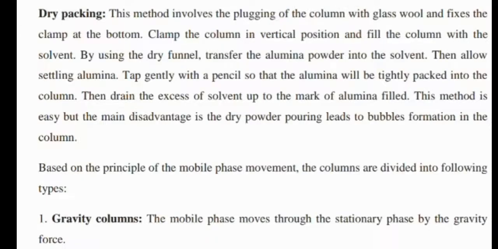Another method of packing the column is dry packing. This method involves plugging the column with glass wool and fixing the clamp at the bottom. Clamp the column in the vertical position and fill the column with the solvent by using a dry funnel. Transfer the alumina powder into the solvent, then allow the alumina to settle. Tap gently with a pencil so that the alumina will be tightly packed into the column. Then drain the excess solvent up to the mark of the alumina fill. This method is easy, but the major disadvantage is that dry powder pouring leads to bubble formation in the column.